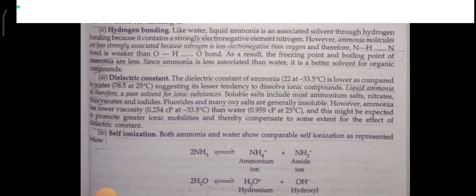Dielectric constant. The dielectric constant of ammonia is lower as compared to water, suggesting its lesser tendency to dissociate ionic compounds. Liquid ammonia is therefore a poor solvent for ionic substances. Soluble salts include most ammonium salts, nitrates, thiocyanates, and iodides. Fluorides and many oxysalts are generally insoluble. However, ammonia has lower viscosity than water, and this might be expected to promote greater ionic mobilities and thereby compensate to some extent for the effect of the dielectric constant.